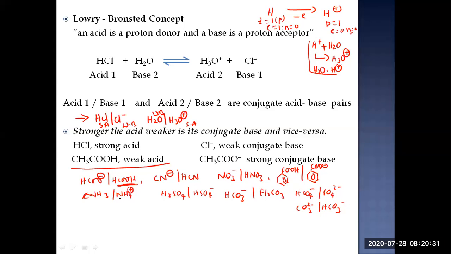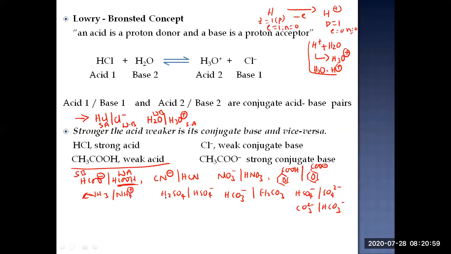HCOOH. Is it a weak acid? Organic acid or inorganic acid? Organic acid. I just now told you, organic acids are weak acids. So tell me, formic acid is a weak acid. Formate ion? Strong base.